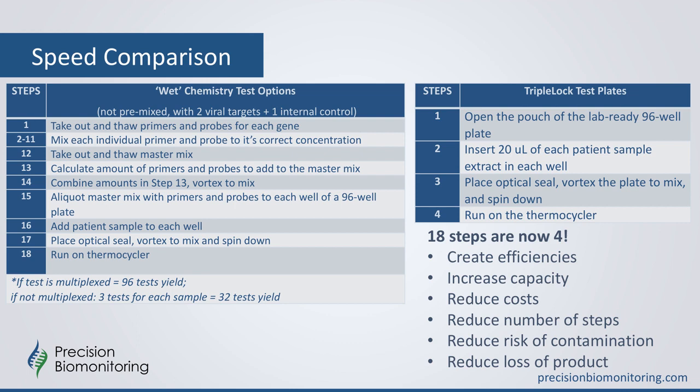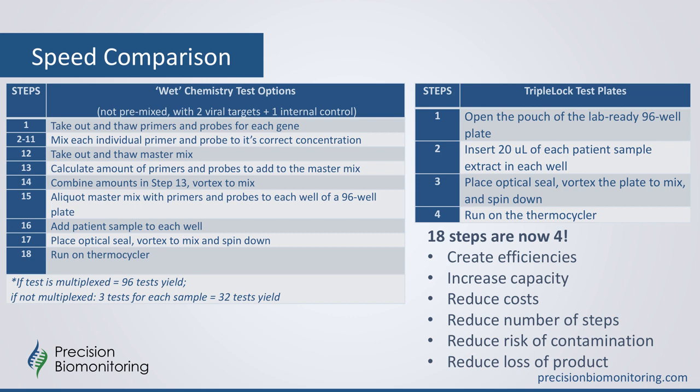And just to give you an idea of what might be necessary for a wet chemistry test option, so this means something that's not already pre-mixed, also has 2 viral targets and an internal control. You're going to be going through steps to take out and thaw primers and probes for each of your genes, mix and calculate each individual primer to those concentrations, take out your master mix, get that thawed, and then you're combining all those amounts together, mixing it up, and then aliquoting to plates yourself. Then finally proceeding to adding your patient samples and going through the process to get ready to run.